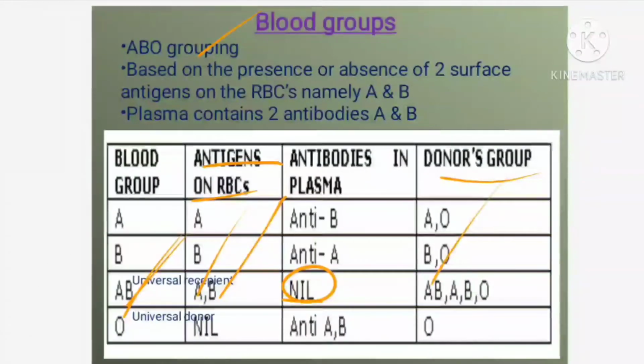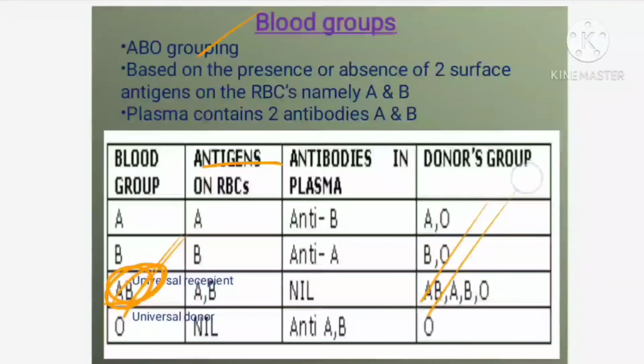AB can donate blood to AB, A can donate blood to AB, B can donate blood to AB, and O can also donate blood to AB. Since this AB can receive blood from every one of them, whether it is A, B, AB, or O, everyone can give blood to this AB. That's why this AB blood group is called the universal recipient, the universal receiver, which can receive blood from anyone.